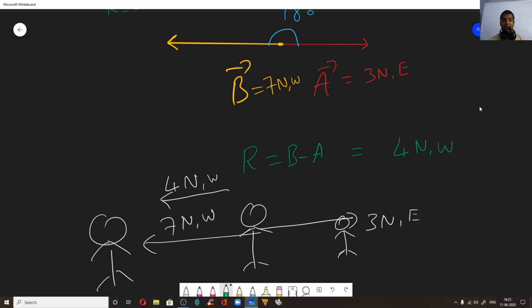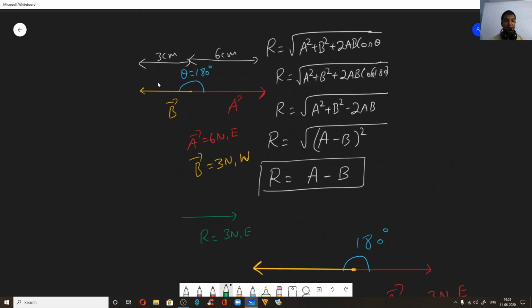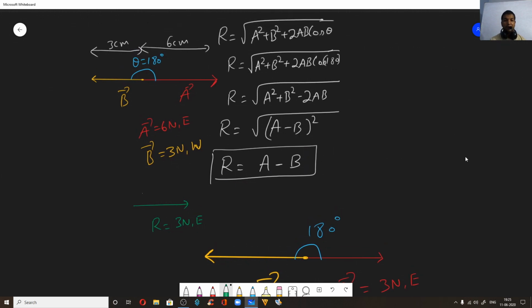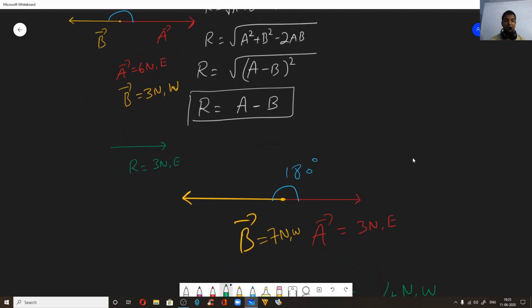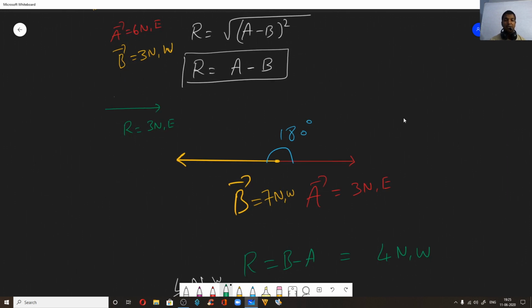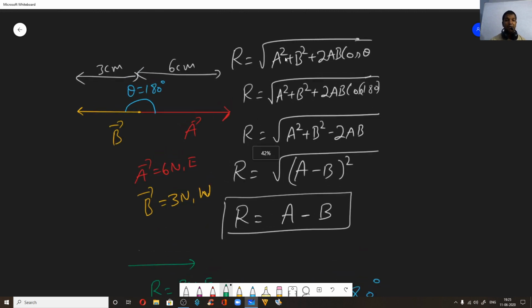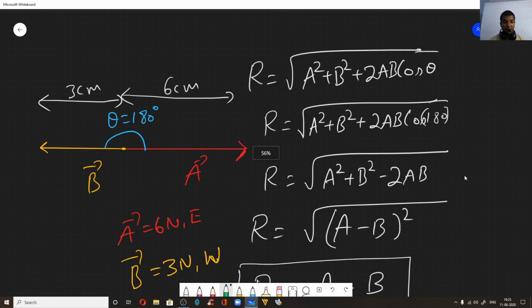Now the same example you can relate to this one. Earlier I had taken A more than B. Now it is B more than A. So we have seen the variation of resultant with respect to the magnitude of individual vectors A, B and theta also.